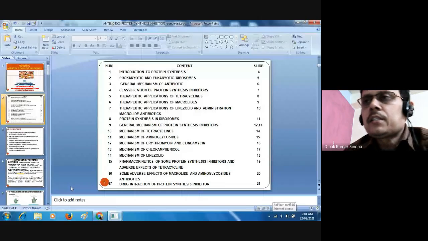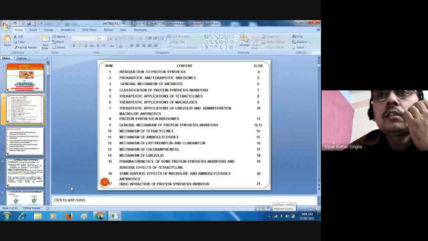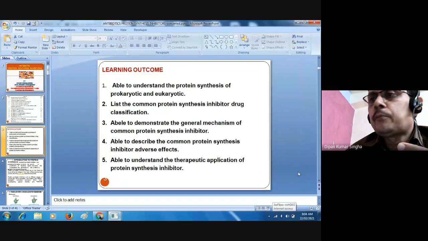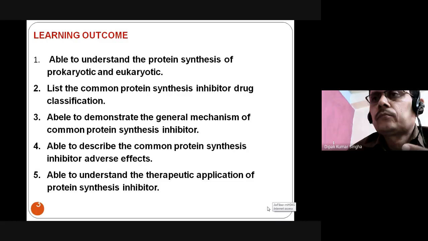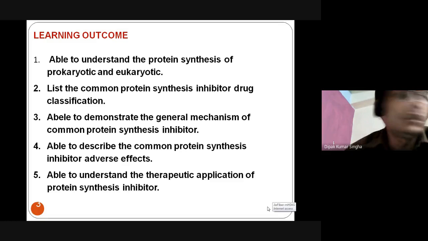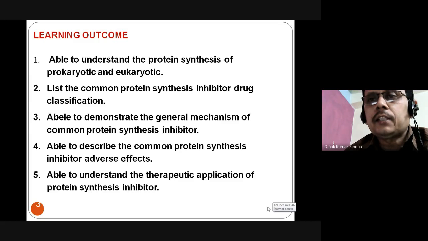So these are the topics discussed today. You should be able to understand the protein synthesis of prokaryotic as well as eukaryotic, and list the common protein synthesis inhibitor drugs in the classification. You should be able to demonstrate the general mechanism of protein synthesis inhibitors, describe the common adverse effects, and understand the therapeutic applications of protein synthesis inhibitors.